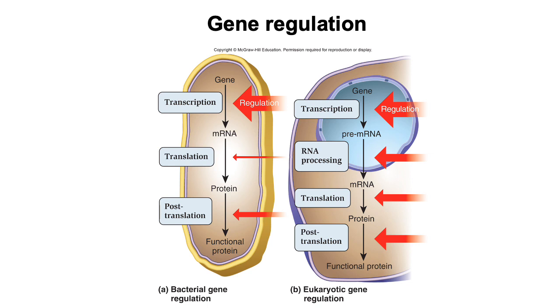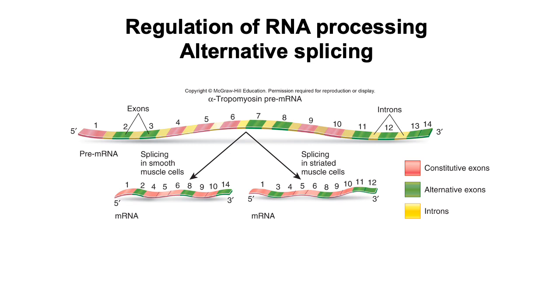So let's first talk about eukaryotes. Remember, there's that RNA processing step that you don't have in prokaryotes. So how can that be used to regulate gene expression? We talked about this before with splicing. We talked about this mechanism that's called alternative splicing, right? So remember when you have a messenger RNA or a pre-mRNA that's made, depending on the cell type that messenger RNA is being transcribed in, you can have different splicing patterns. And so in this slide, maybe the splicing pattern for smooth muscle cells gives you the mRNA that's shown on the left, but the splicing pattern in striated muscle cells gives you a different splicing pattern.